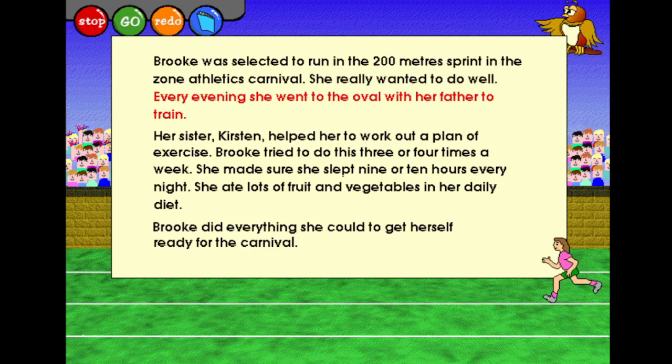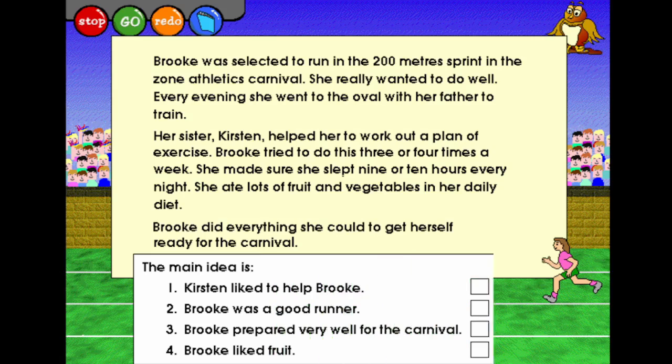Every evening, she went to the oval with her father. Her sister Kirsten helped her to work out a plan of exercise. Brooke tried to do this 3 or 4 times a week. She made sure she slept 9 or 10 hours every night. She ate lots of fruit and vegetables in her daily diet. Brooke did everything she could to get herself ready for the carnival. Read the question and click on the answer you think is correct. Click on Me for help.